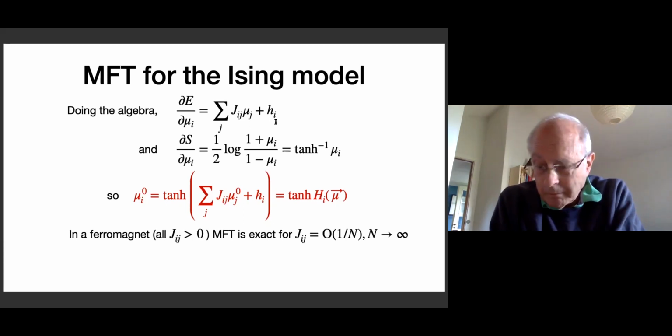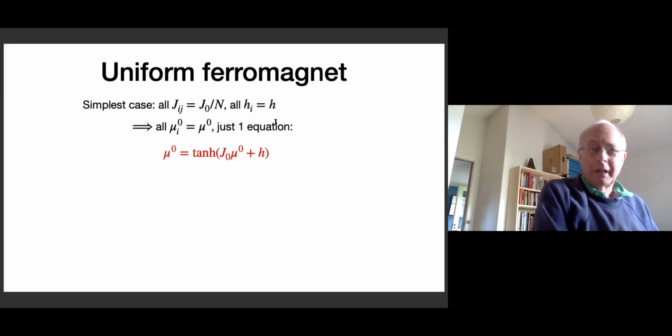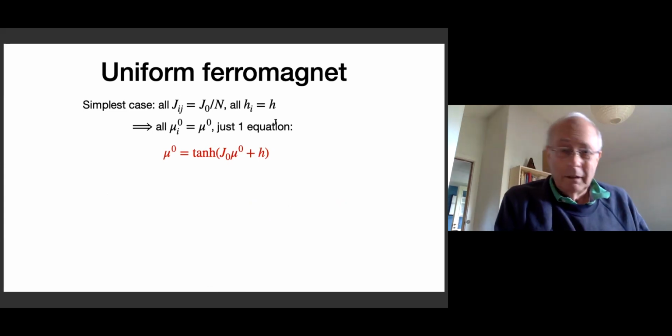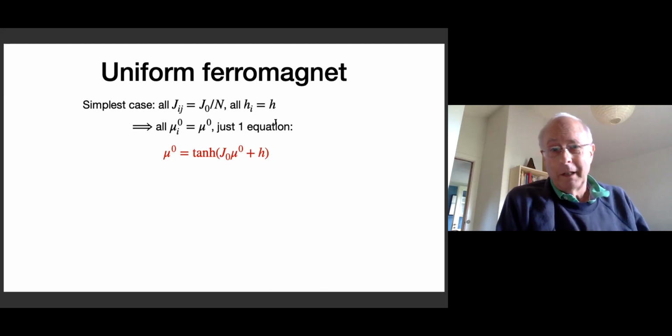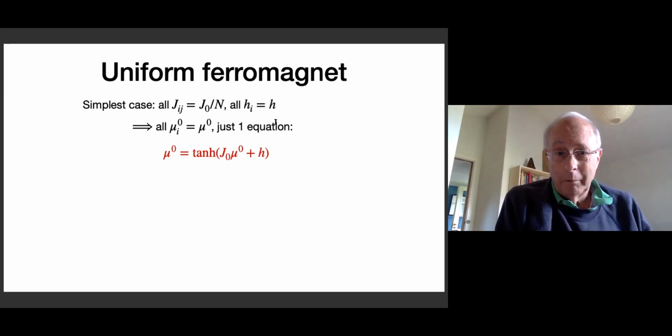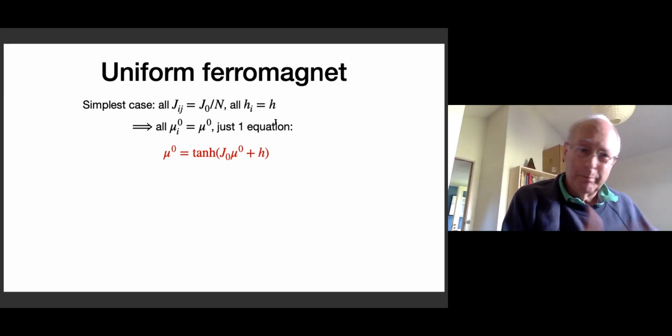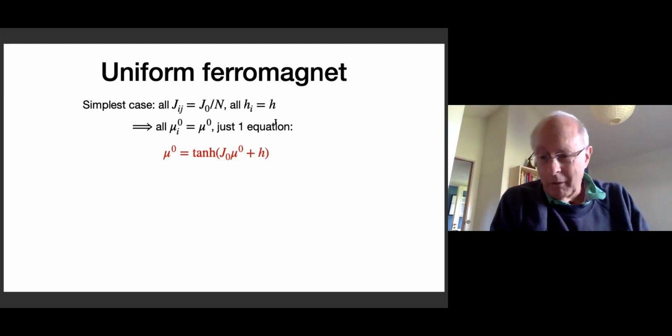Okay, so the simplest case is where all the J_ij's are equal, and all the H's are constant. And so all those equations are the same for every site. And you just get this familiar thing. And I know you've seen this in other lectures here at this school, because it comes into the Hopfield model, which is basically built on an analogy with this.